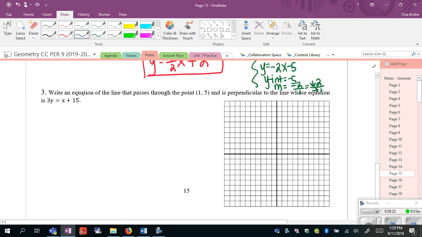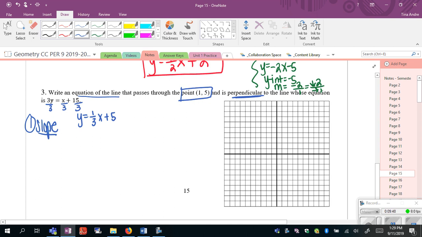So we're going to write the equation of the line that has to pass through this point, and it's going to be perpendicular to this equation here. So starting with this equation, again, the first step is always to find the slope. So I need to get this equation into y equals mx plus b form. Never attempt to find the slope before your equation is in y equals mx plus b form.